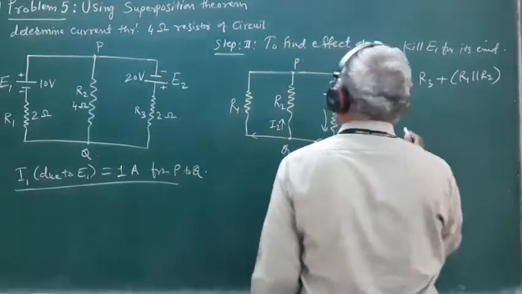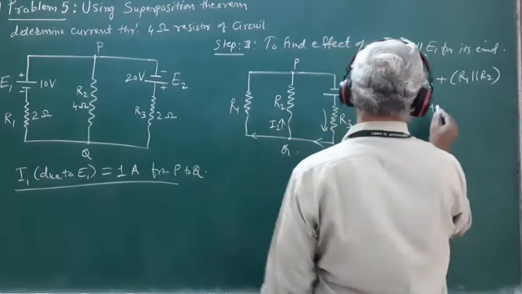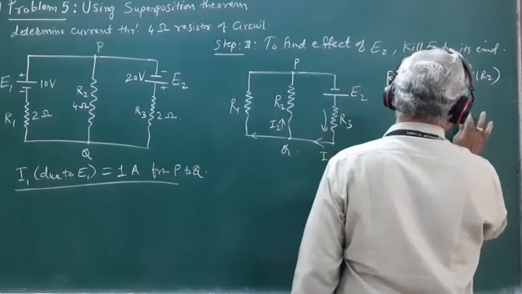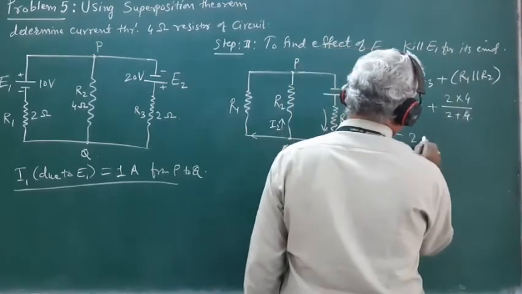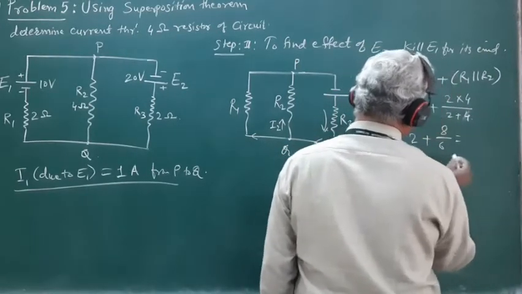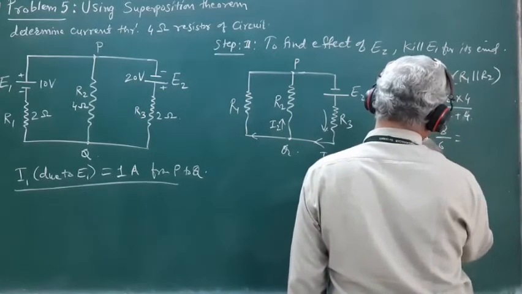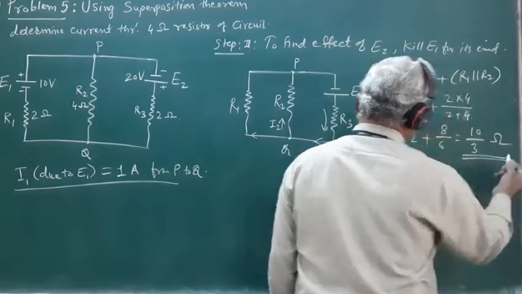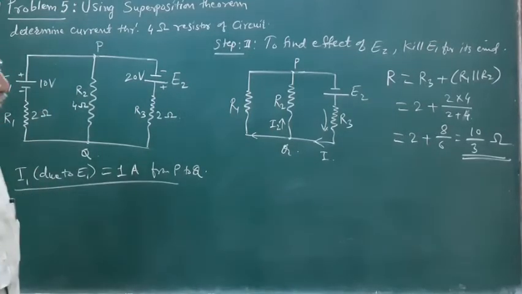So R3 is 2 ohm plus R1 is 2 into 4 divided by 2 plus 4. So this is equal to 2 plus 8 by 6, which is 2 plus 4 by 3, that is 10 by 3 ohm. The total resistance of the circuit is equal to 10 by 3 ohm.